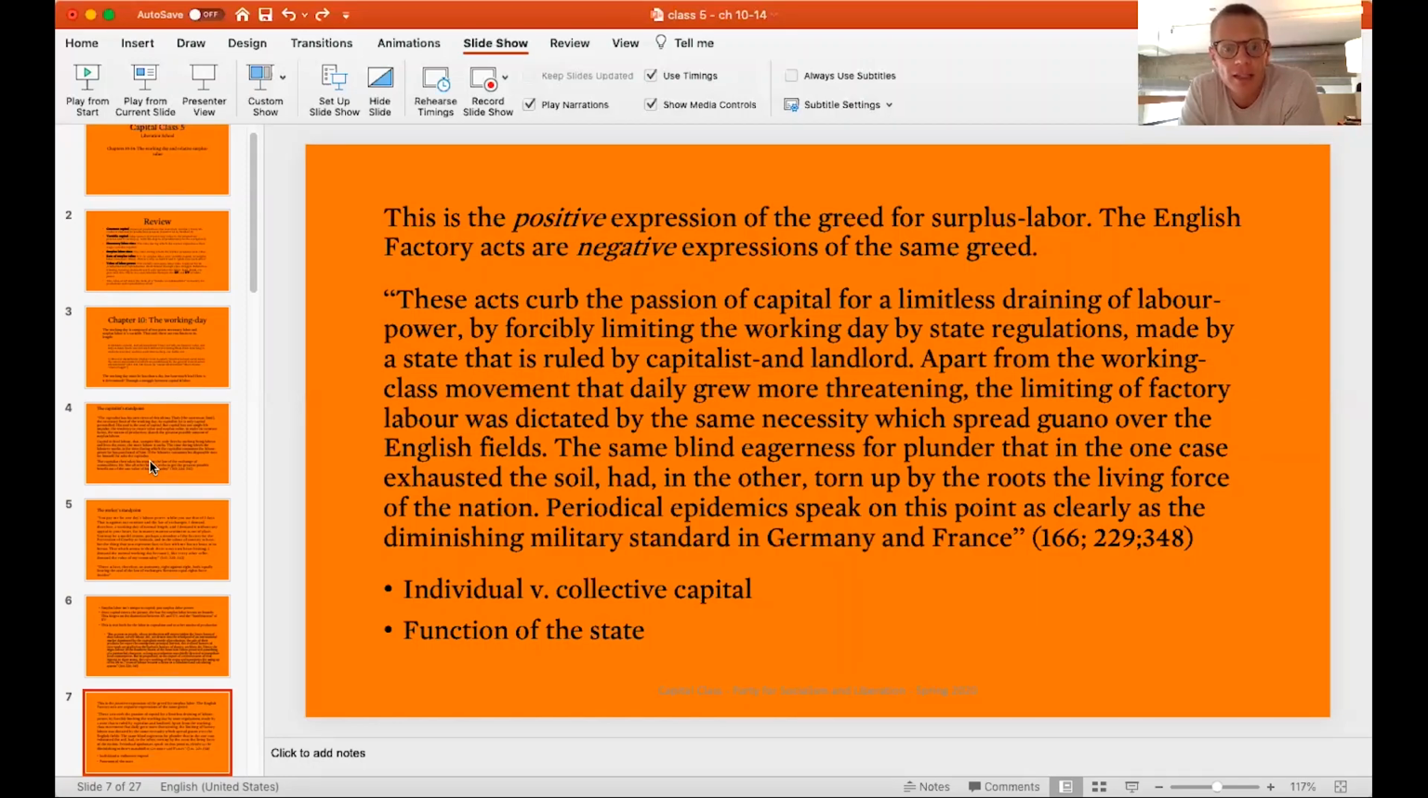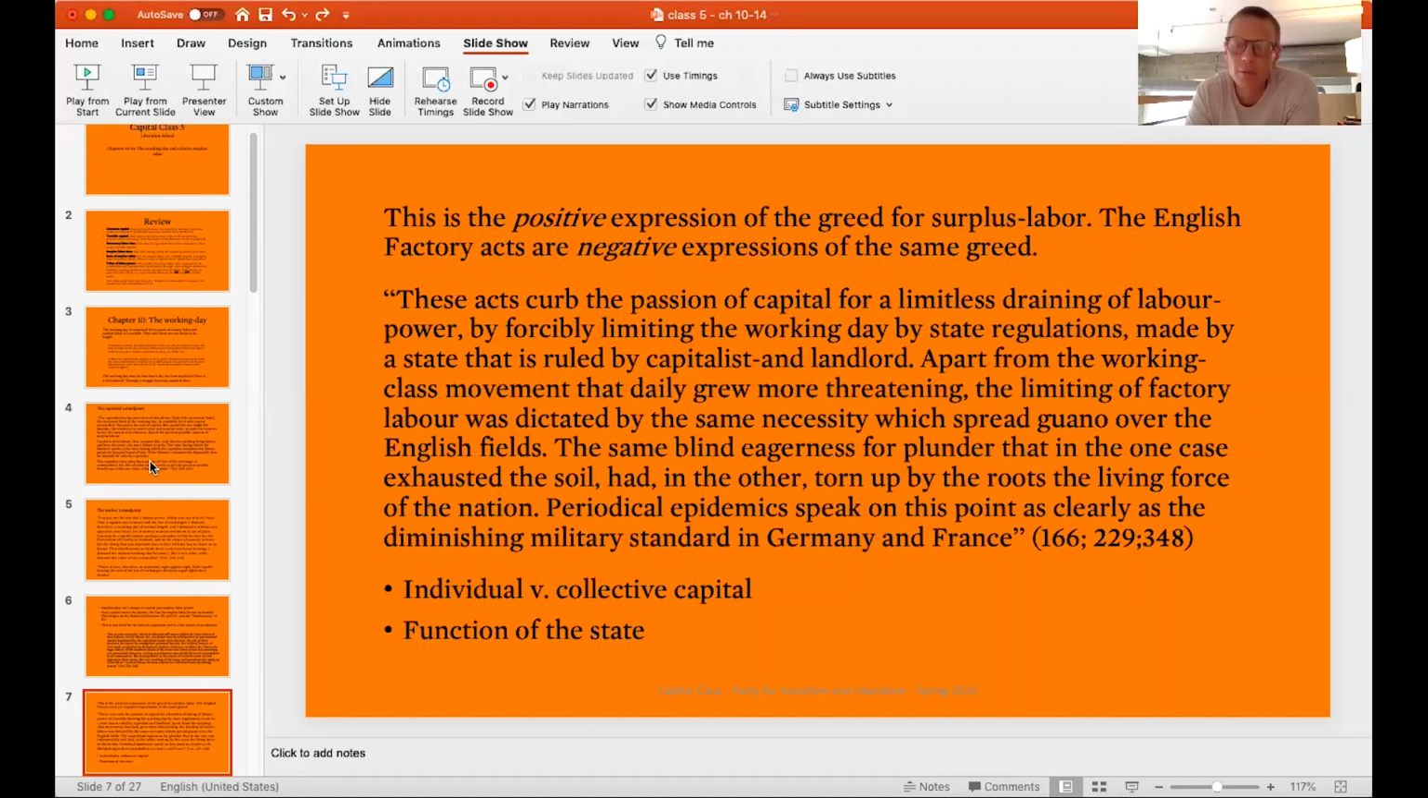Apart from the working class movement that daily grew more threatening, the limiting of factory labor was dictated by the same necessity which spread guano over the English fields. The same blind eagerness for plunder that in the one case exhausted the soil had in the other torn up by the roots the living force of the nation. Periodical epidemics speak on this point as clearly as a diminishing military standard in Germany and France.